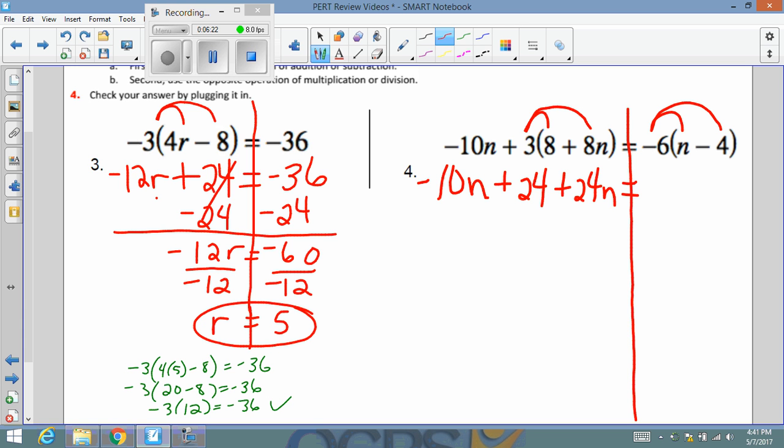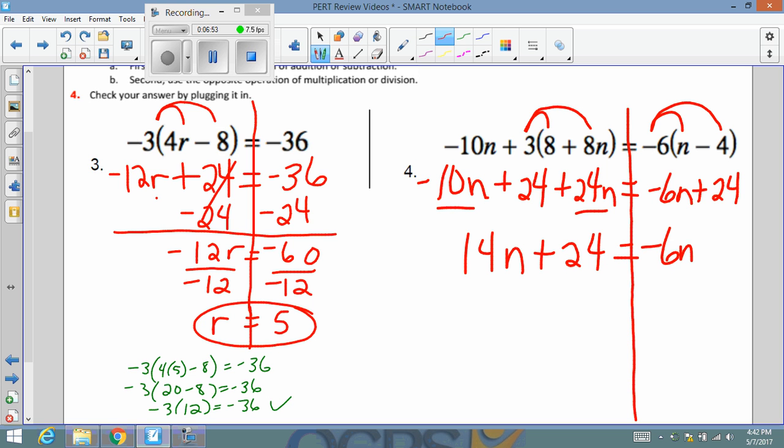I'm going to go ahead and distribute on the right-hand side as well. Negative 6 times n is negative 6n. Negative 6 times negative 4 is a positive 24. Combining my like terms on this side, since they're on the same side, I can just go ahead and combine them. So that's going to give me 14n. Negative 10 plus 24, signs are different, so I subtract and keep the sign of the larger. Now both sides are simplified.